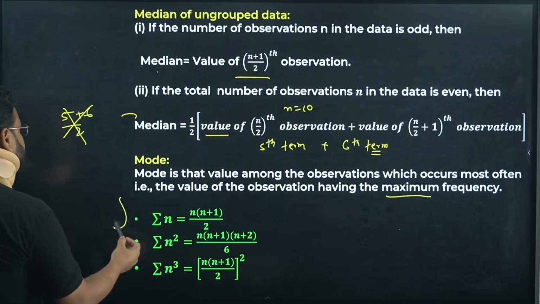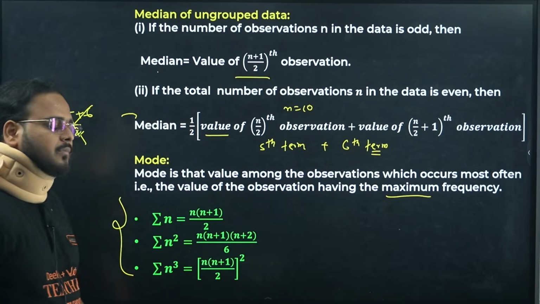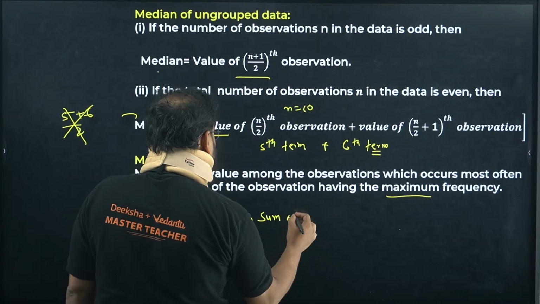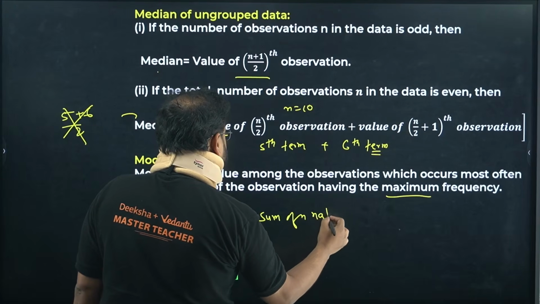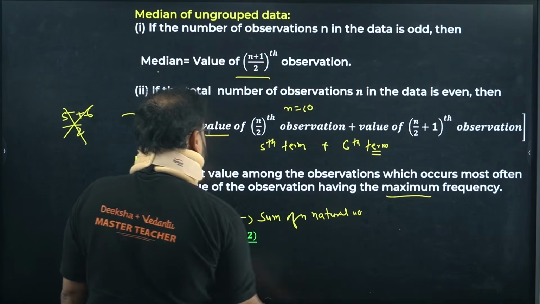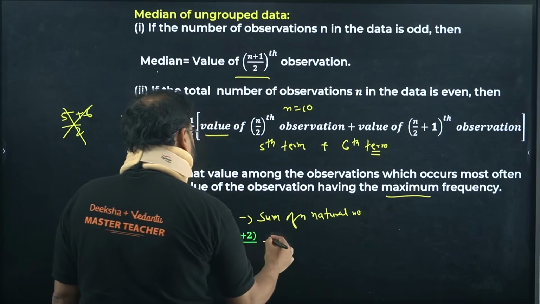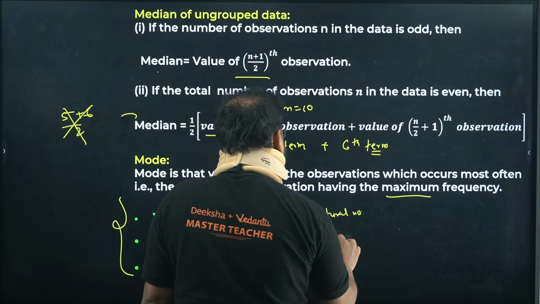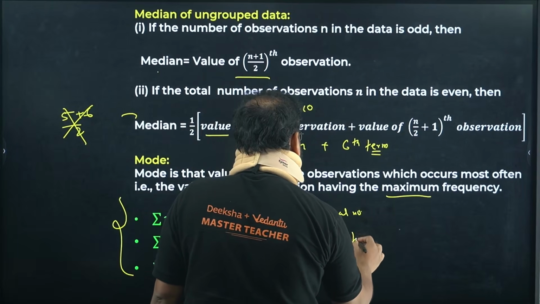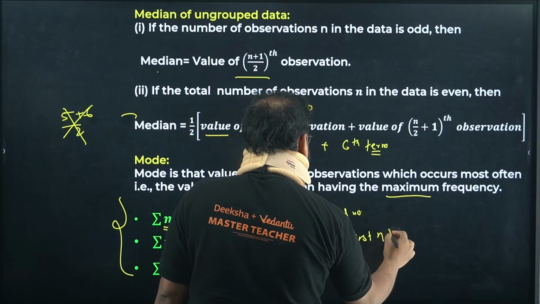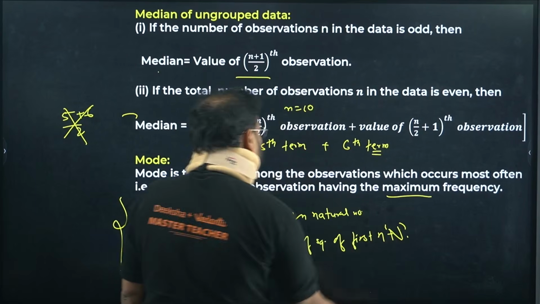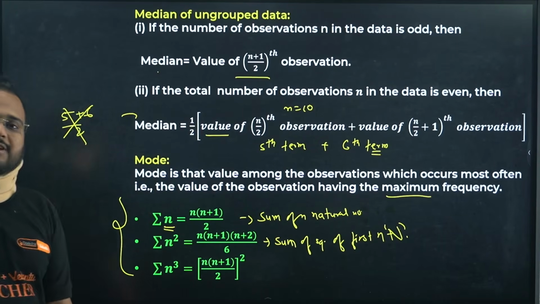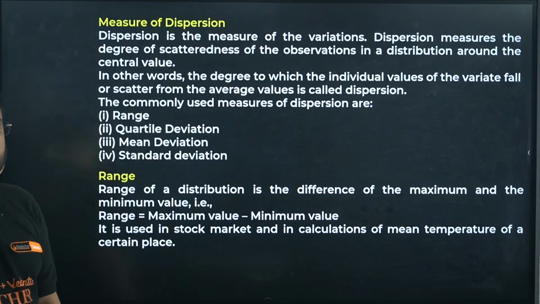Some important relations that you have: the sum of n natural numbers, the sum of squares of the first n natural numbers, and this is the cube of the first n natural numbers taken as a sum. Please remember these formulas are important for all of you.